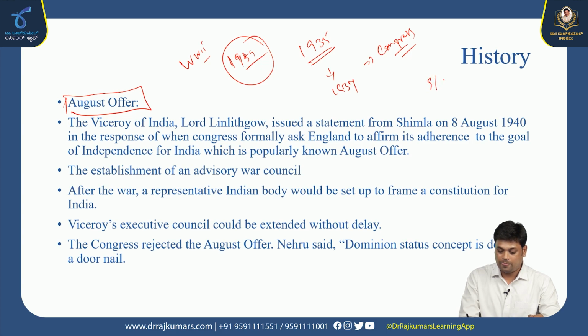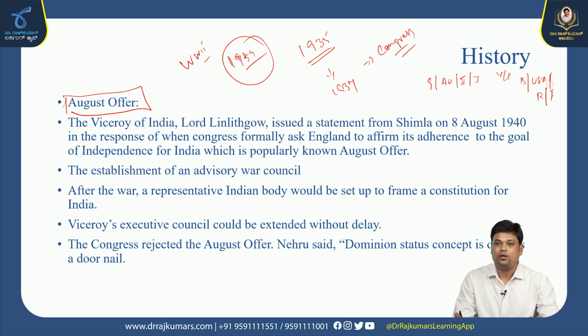Germany, Austria-Hungary, Italy, Japan versus Britain, the United States of America, Russia, France. All these countries are fighting against the other side. This is the Allied power, and this is the Axis power.